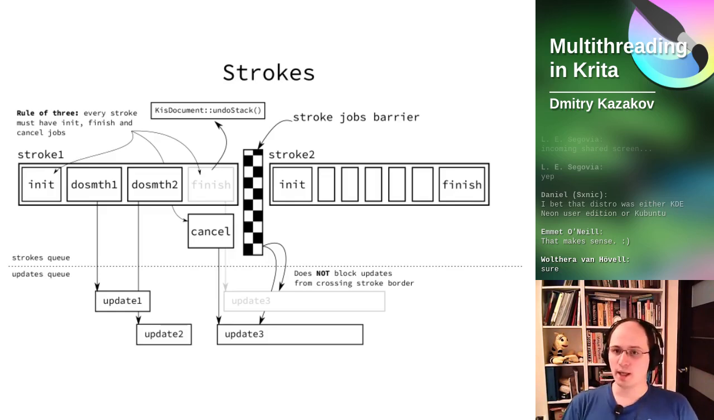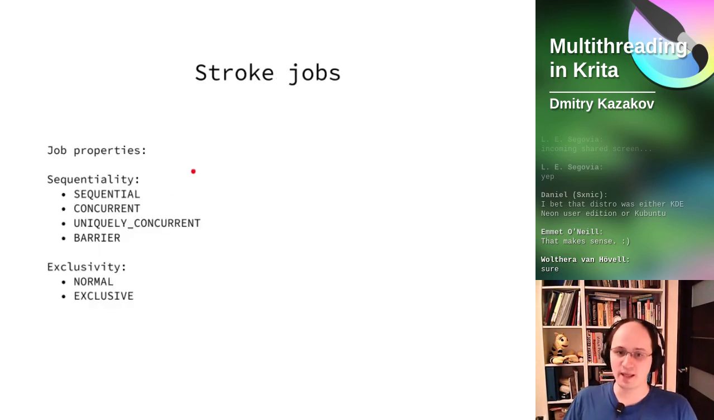So now I'd like to talk about types of jobs. That is what Amy Spark was talking about, barrier jobs. So basically, every job has two properties. It is sequentiality, I'm sorry for the naming, and exclusivity. Sequentiality, well, let's first talk about exclusivity.